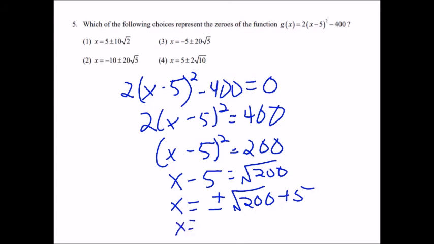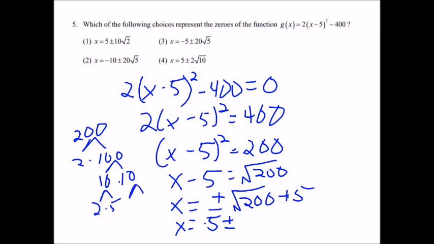So how they have it is it looks like they have the 5 in front. Okay, so plus 5 means positive 5. Plus or minus, let's see here, 200 is 2 times 100. That's 10 times 10. 2 times 5, 2 times 5. So I have a pair of 2's and a pair of 5's, which means on the outside I can bring out a 2 times 5 or a 10, and I'm left with a radical 2. Is that a choice? 5 plus or minus 10 radical 2. Yep, it's choice number 1.